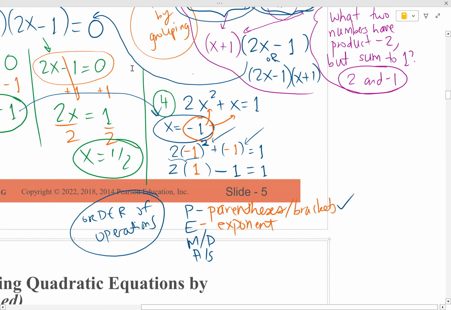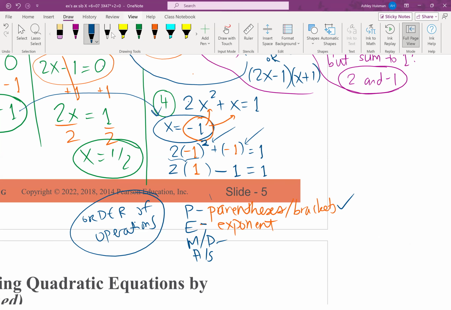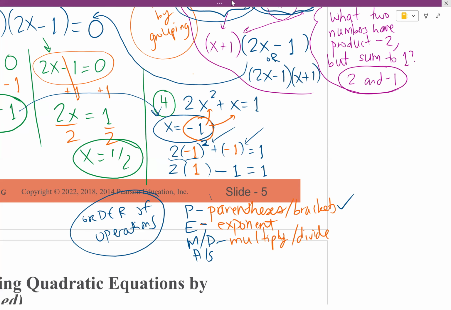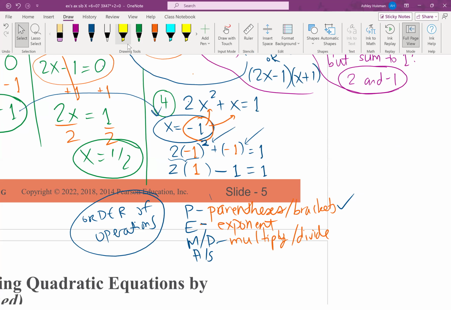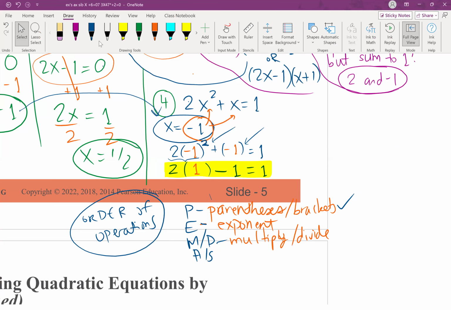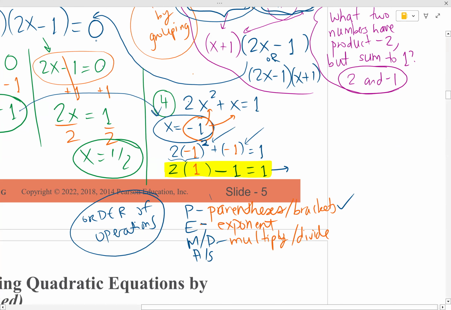After you've taken care of all your exponents, the next one is M/D, since PEMDAS stands for multiply or divide. That'll be my next step. And then I scan my problem here. Do I have any multiplying or dividing I need to do? Yes, that 2 is being multiplied by the 1, so I better do that next. 2 times 1 is 2. So this is becoming just 2, and then that -1 is still there, equals 1.